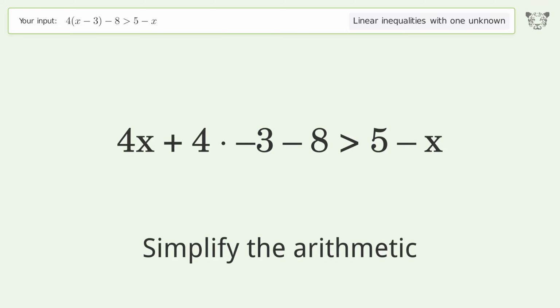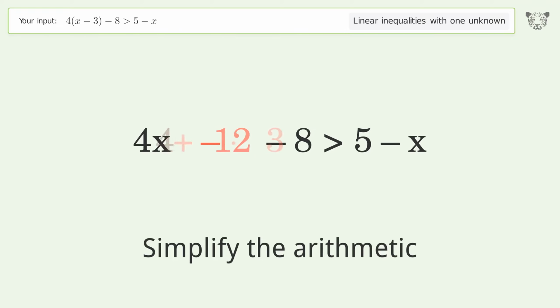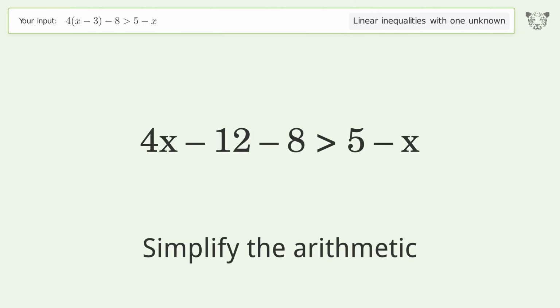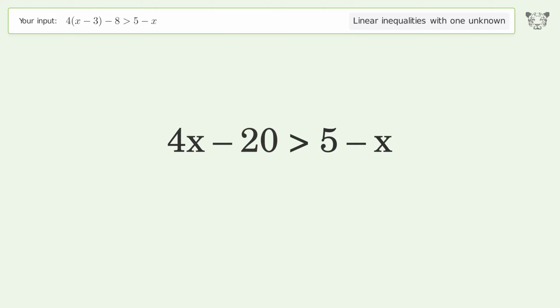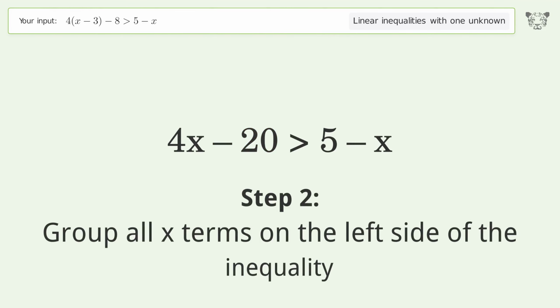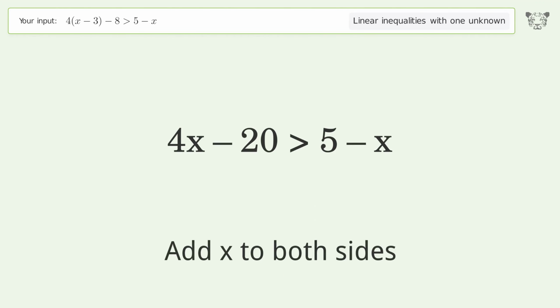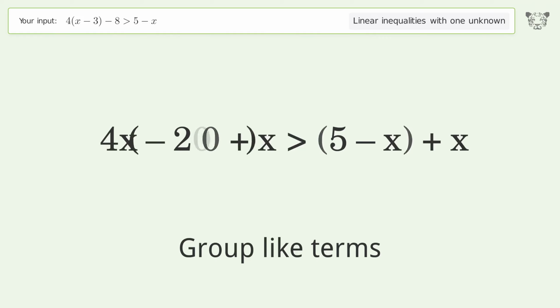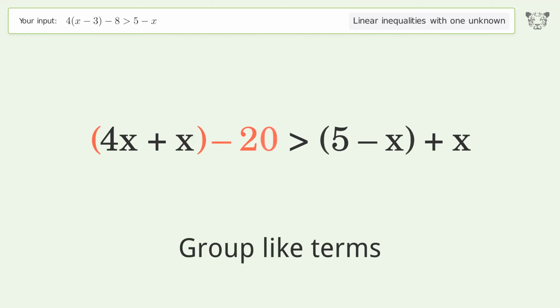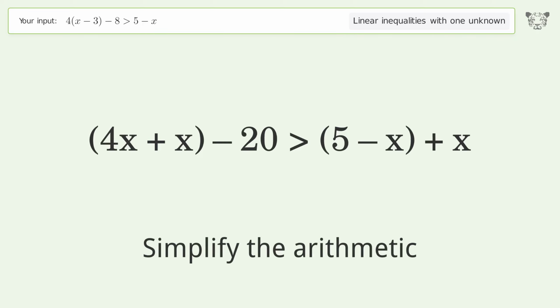Simplify the arithmetic. Group all x terms on the left side of the inequality. Add x to both sides. Group like terms. Simplify the arithmetic.